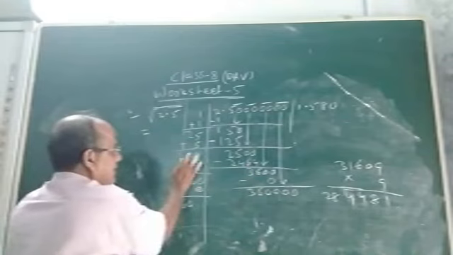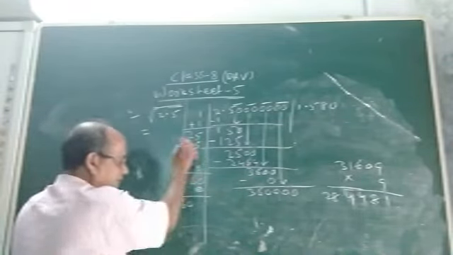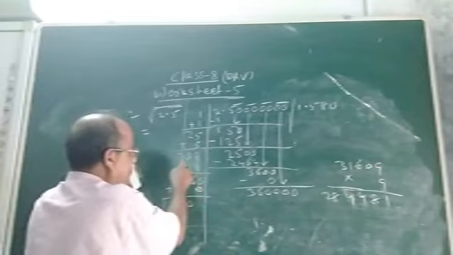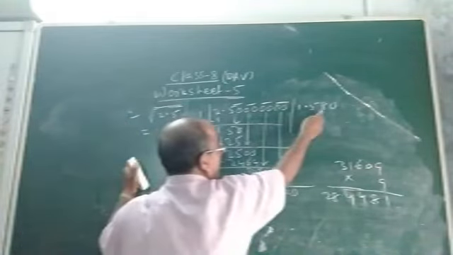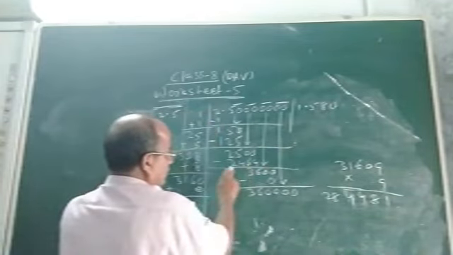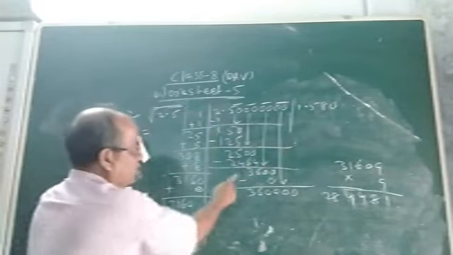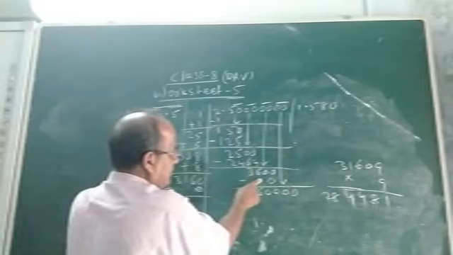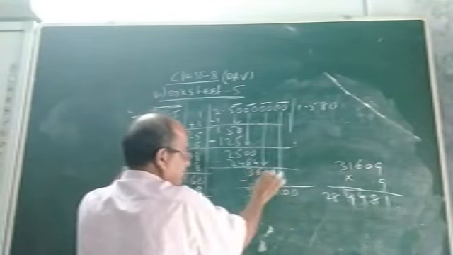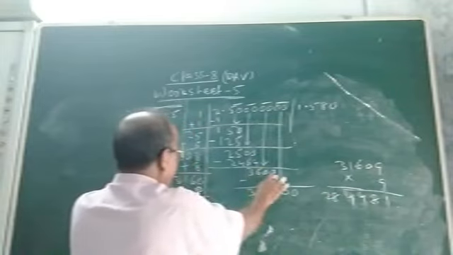25 plus 5, 30. Children, you know what is long division. That I am trying to explain. So, 25 plus 5 is 30. Then you put 8 here, then you put 8 here. So, 308 into 8, it will be 2464. Then you subtract, you will get 36. Then you bring this period downward, it will be 36 to the bottom, it will be 3600.